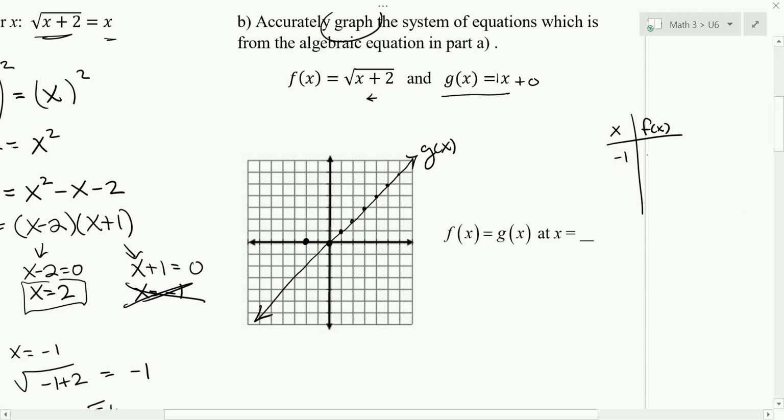So I'll start with -1. We get square root of -1 plus 2, which is square root of 1, or 1. So -1, 1. And then we heard 2, because when you plug that in, you get the square root of 4, which is 2. So 2, 2. And we see that f of x is equal to g of x at x equals 2, because in our graph, that's where they both cross, at x equals 2.